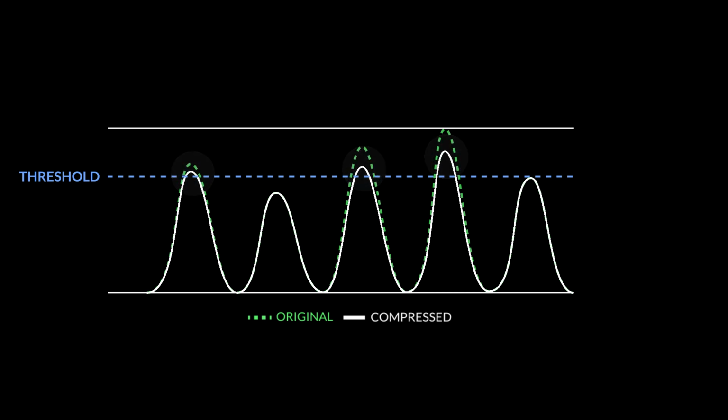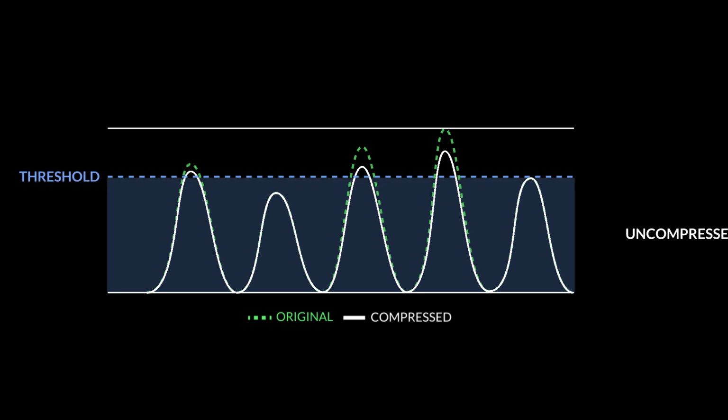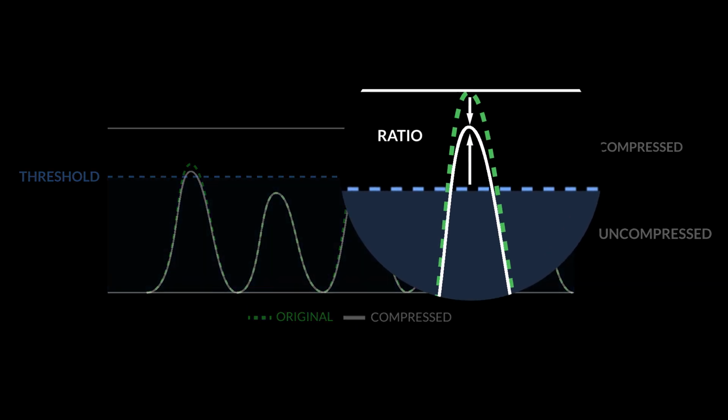And you decide what too loud is by setting the threshold. Anything below the threshold stays unprocessed. Anything above the threshold will be compressed. And again, you get to decide how much you want to compress this loud part by adjusting something called the ratio. Let me show you how this works.